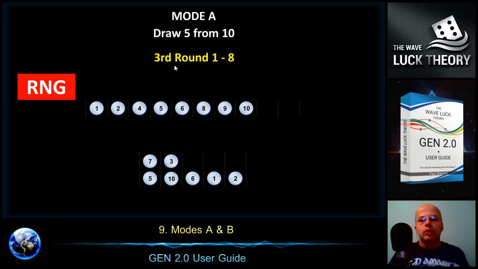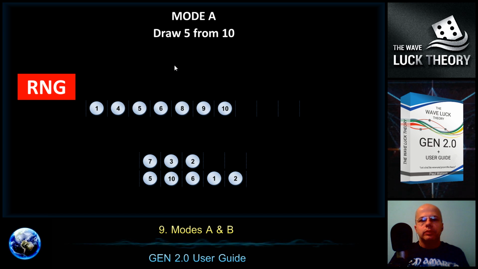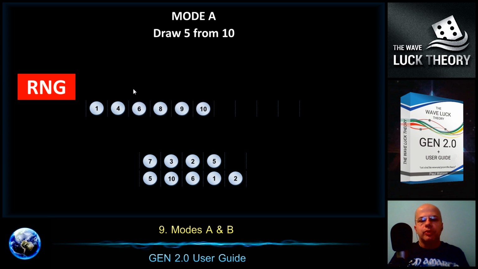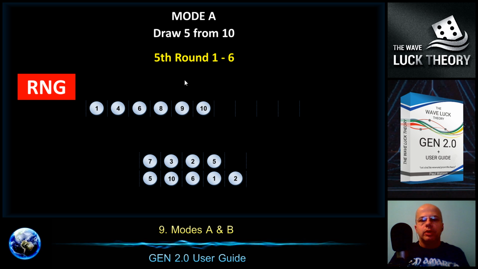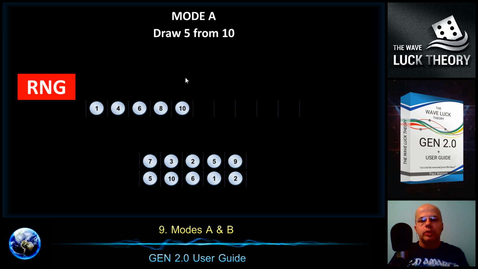Third round from 1 to 8. Fourth round from 1 to 7. Here you can see again we have number 3, but in this position was number 5. And the fifth last round is from 1 to 6, and now we have number 9. Then we can draw the numbers for the third day, and the process is repeated.